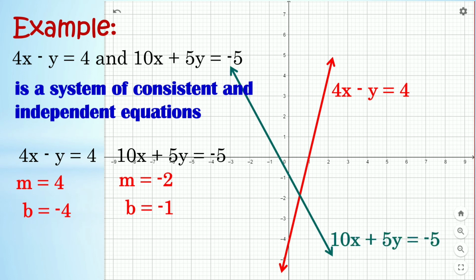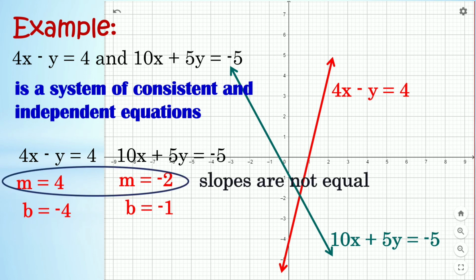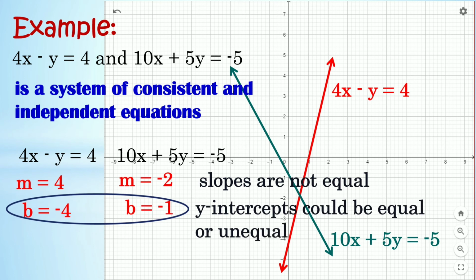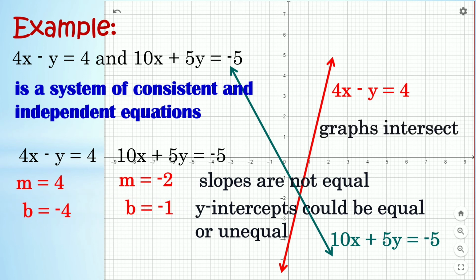Yan yung kanina. So, kung napapansin nyo, ang kanilang slopes ay hindi equal. Ang kanilang y-intercept, hindi rin equal. So, pwede siyang equal, pwedeng hindi. So, dito sa ating equations or sa ating system, ang kanilang y-intercept, hindi equal. At ang graph nila ay intersecting. So, their graphs intersect. So, yan po yung concept ng system of consistent and independent equations. Ayan, tatandaan nyo yan, ha.